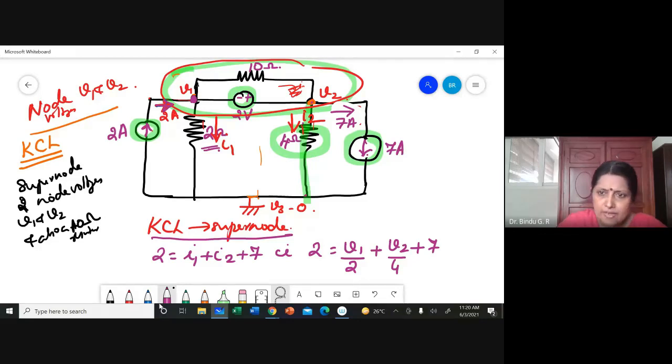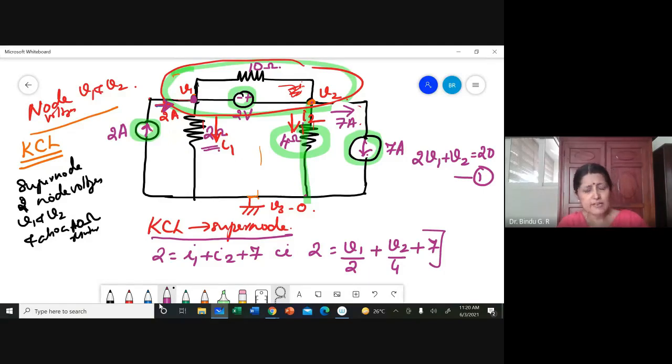Finally, by modifying, you will get 2V1 plus V2 is equal to 20. Equation number 1, after I multiply throughout by 4. So this is your first equation. I hope you have written it down, or else I'll give you 1 minute. Now it's 11:20. I'll wait till 11:21. Let this sink in. You should understand this.